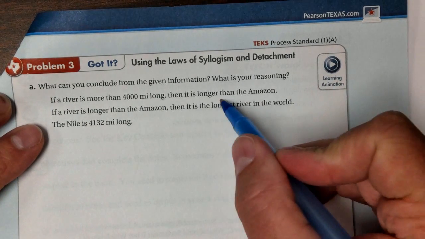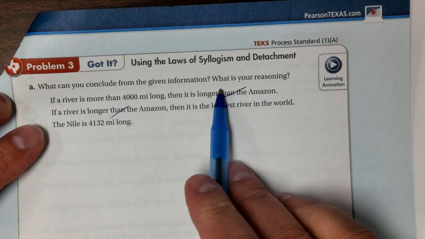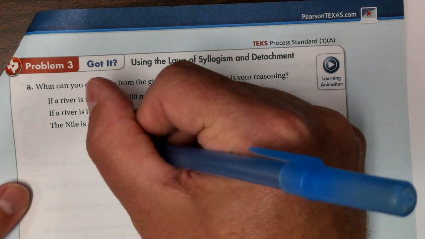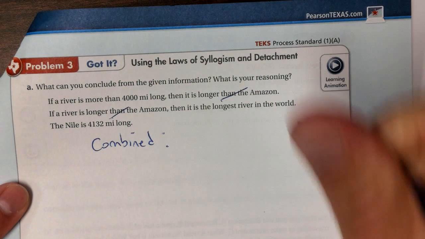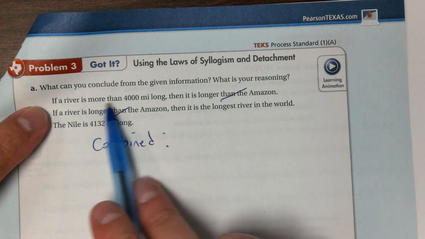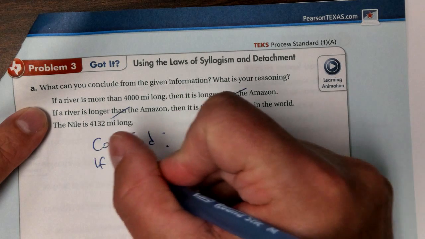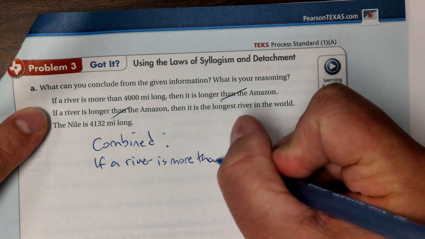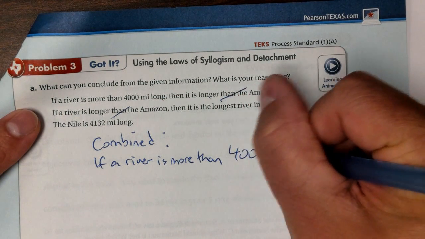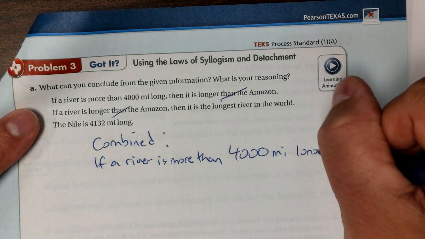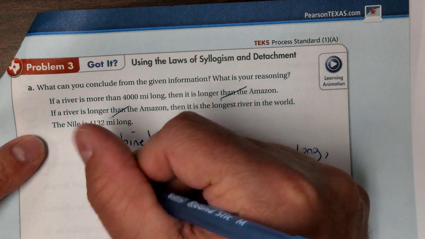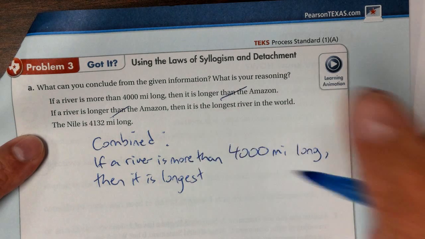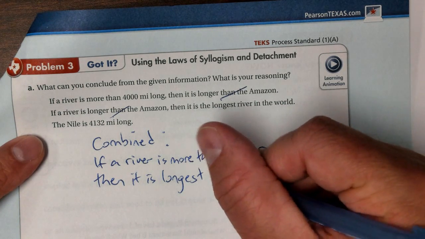So what we notice is this one matches this one. So it's like the back of one of them matches the front of the other. And so your combined sentence would be if a river is more than 4,000 miles long, then it's the longest in the world. I'm abbreviating a little bit.